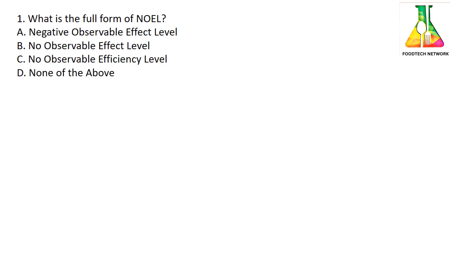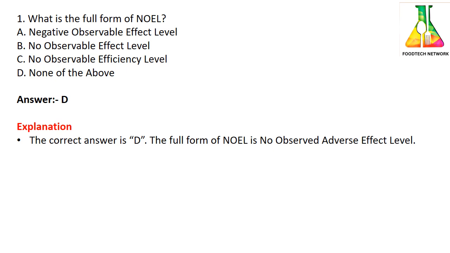Question number 1. What is the full form of NOEL? Option A, negative observable effect level. Option B, no observable effect level. Option C, no observable efficiency level. And option D, none of the above. Option D, that is none of the above.